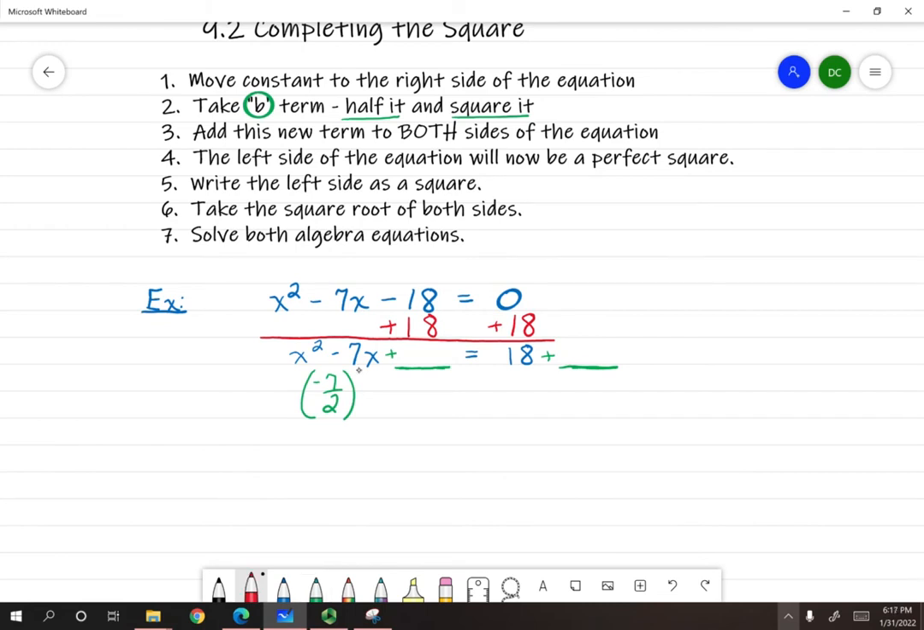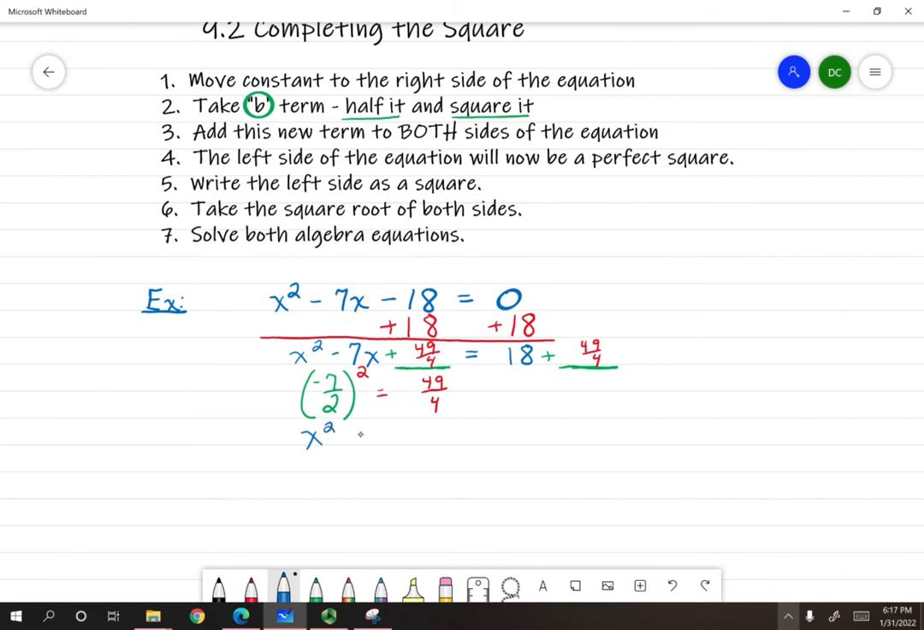So we're going to half it. We're going to square it. If we square this, we square the numerator and square the denominator. I am going to add, step 3, add this new term to both sides of the equation. I'm going to add 49/4 to the left side of the equation and 49/4 to the right side of the equation. So let me write a little neater what we've got so far.